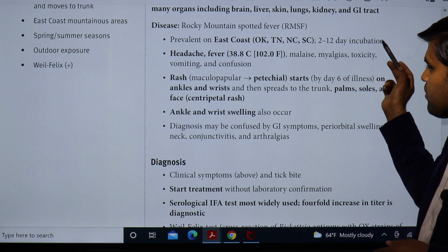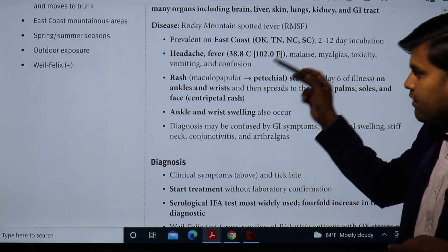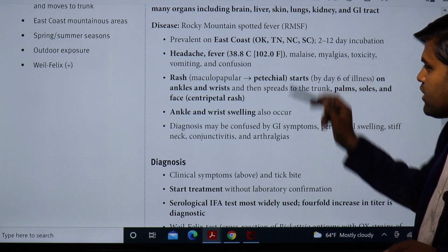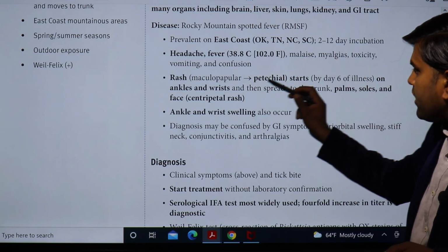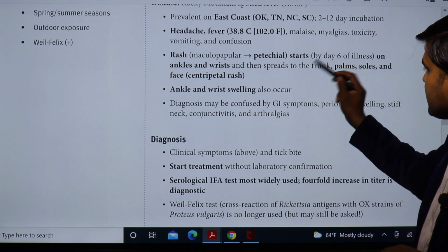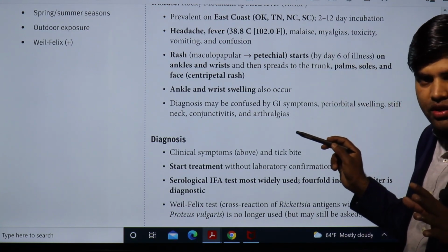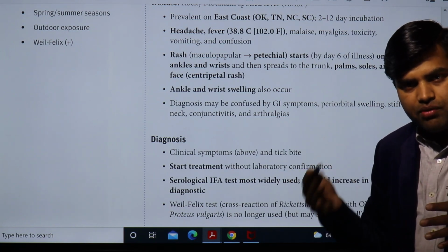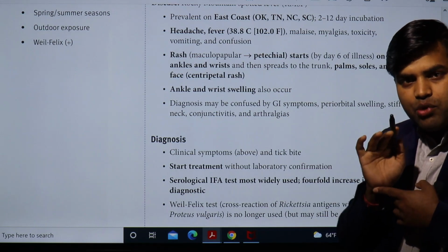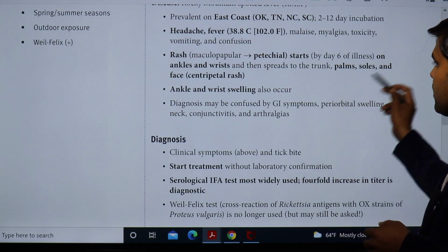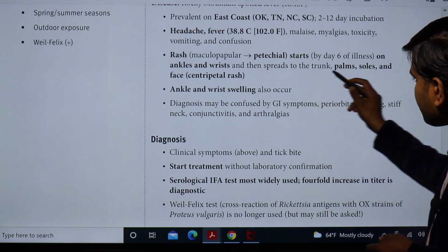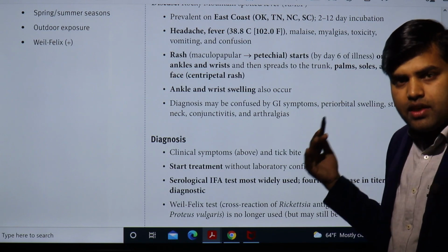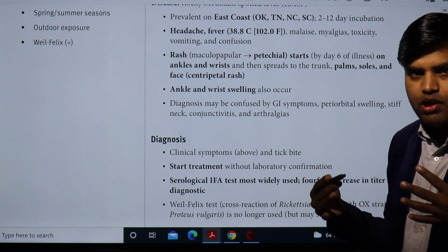After an incubation period of 2 to 12 days, the patient will present with headache, fever, malaise, myalgia, toxicity, vomiting, and confusion, but headache and fever are consistent, along with rash. Rash is important. The rash is maculopapular and petechial, and starts on day 6 of illness. Initially you will have fever and headache. At day 6 they will develop the rash, which mainly starts from the ankle and wrist. Then it spreads to the trunk, palm, sole, and face, that is from periphery to central, the centripetal expansion of the rashes.